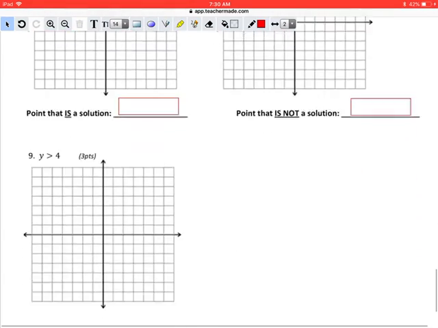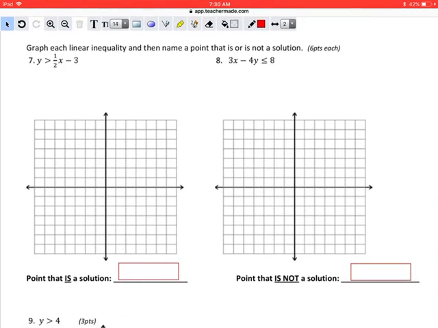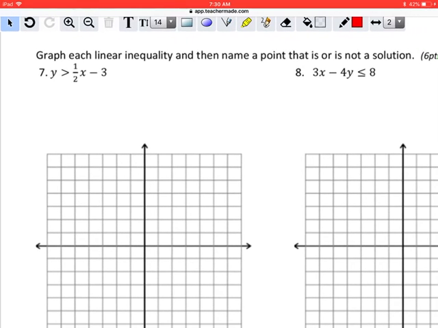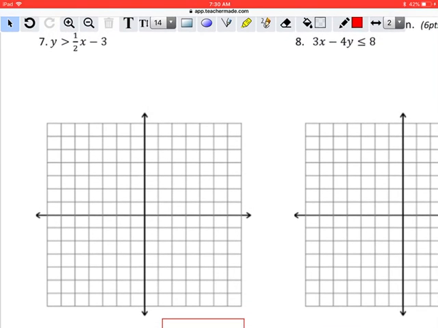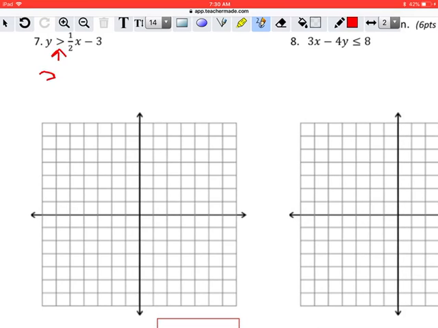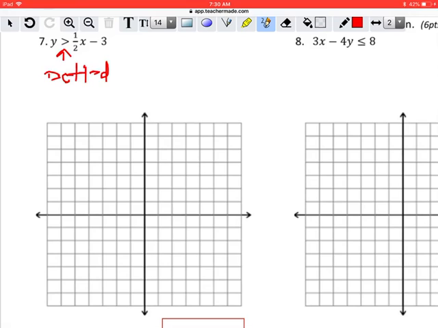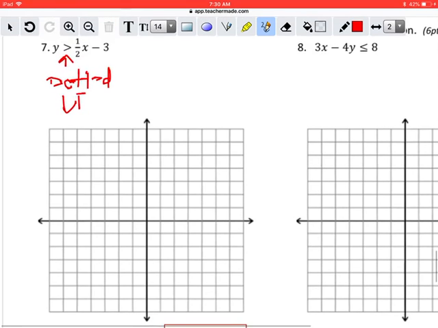So let's look at the last few real quick, and then we'll be done. Okay, so let's look at this one. This one's already ready to graph, which is nice. So I've got my symbol right here, makes it dotted. Okay, makes it dotted, and it makes it go shade up.